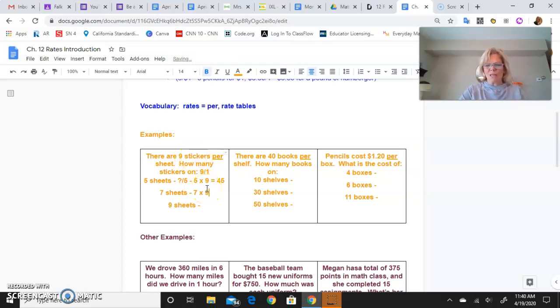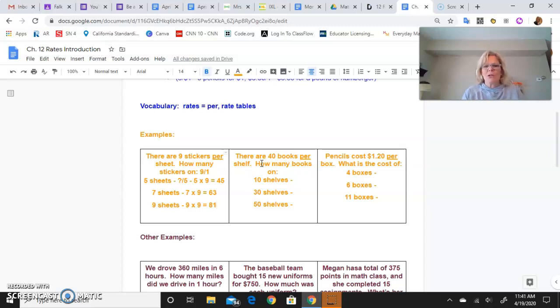Okay, so 7 sheets, and I know that there's 9 per sheet, so I'm going to do 7 times 9 equals 63. Okay, I have 9 sheets, and I know there's 9 stickers per sheet, so it'd be 9 times 9 equals 81. Okay, so that's why multiplication facts matter.